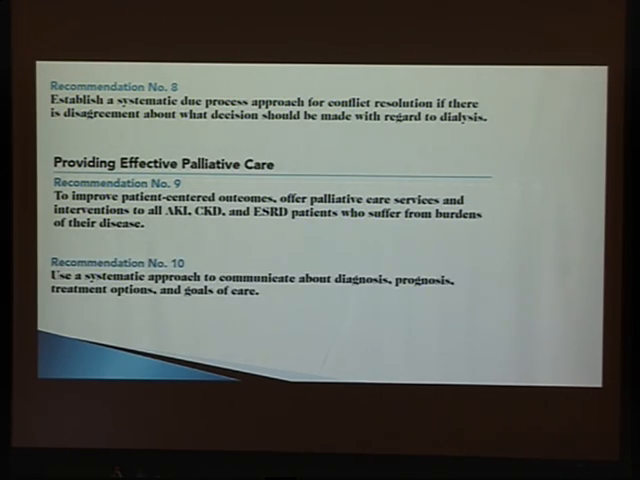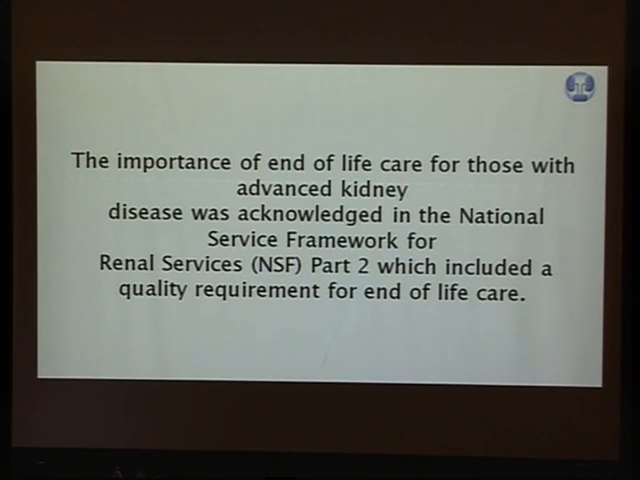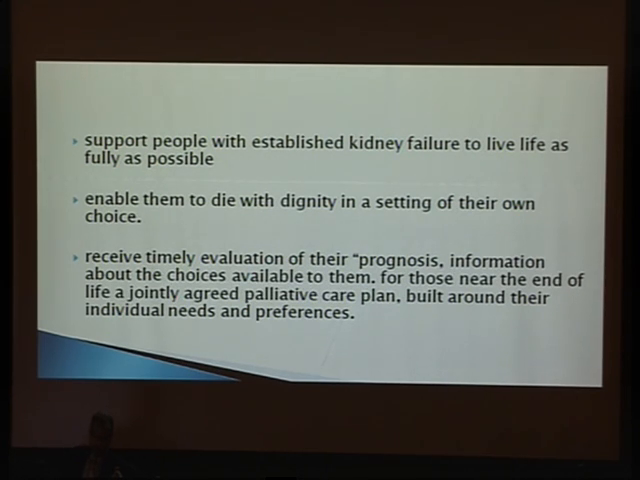The last recommendation, number 10, is how to use a systematic approach to communicate about diagnosis, prognosis, treatment options, and the goals of care. Because of this important issue, end-of-life care for those with advanced kidney disease was acknowledged in the National Service Framework for Renal Services, NSF Part 2, which included a quality requirement for end-of-life care. It states that we have to support people with established chronic kidney disease to live life as fully as possible, to enable them to die with dignity in a setting of their own choice, and to receive timely evaluation of their prognosis and information about the choices available to them. For those near the end of life, there should be a jointly agreed palliative care plan built around their individual needs and preferences.